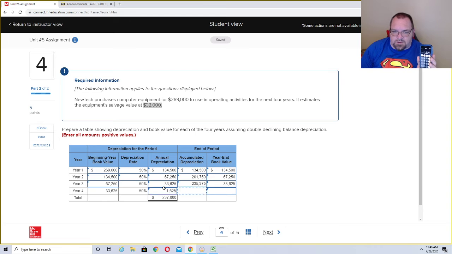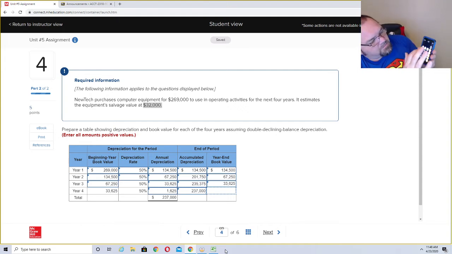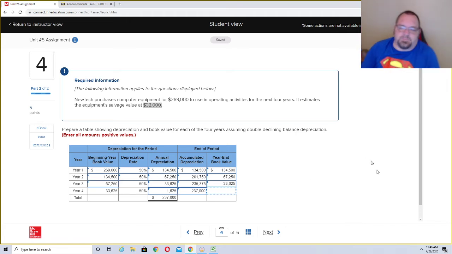It's $1,625. When I add that to the previous accumulated depreciation of $235,375, I came up with $237. So if I go back to the original problem, the $269, my original cost, subtract my accumulated of $237. Boom. Year-end book value works. That's how you do it. $32,000.